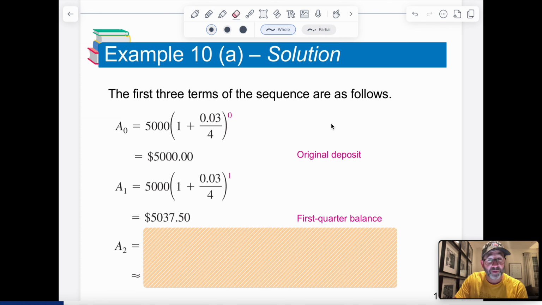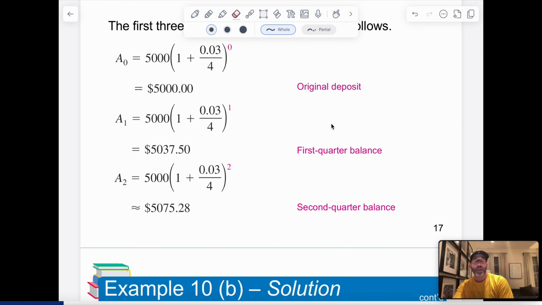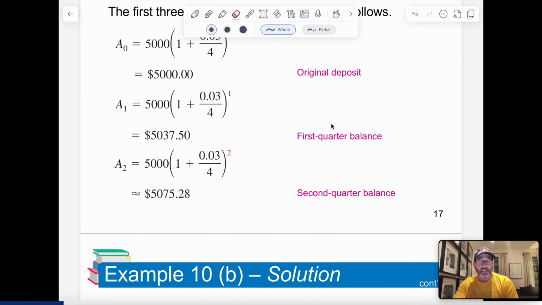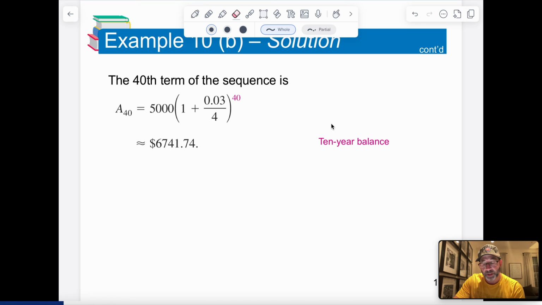All right. After the first quarter, so after 25% of the year, 1 quarter in, we now have $5,037.50. After the second quarter, we're going to have $5,075.28. Okay, so that was part A, finding those first 3 terms. In part B, it says to find the 40th term of the sequence, which is a40. We're going to plug in a 40, and we end up with $6,741.74. So that means that after 10 years of getting money every quarter, we're going to end up with this much money. Okay.